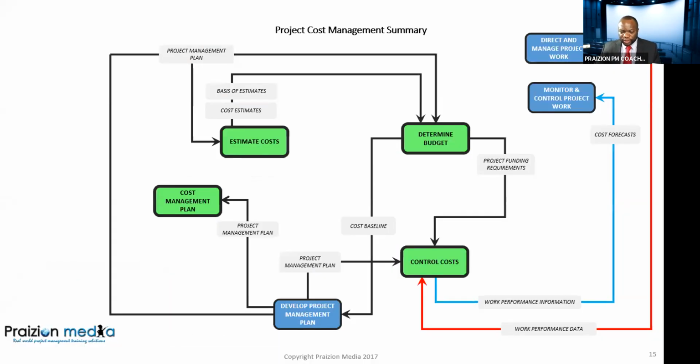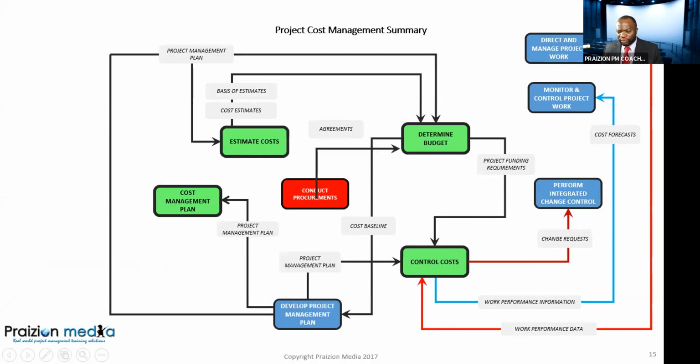Okay, this relationship is going to help you cement the understanding of cost forecasts contributing to the work performance report ultimately. Another interrelationship with integration happens when control cost could give change requests, which goes to perform integrated change control. Another interrelationship occurs with the procurement management knowledge area, where we have conduct procurements giving agreements to determine budget.